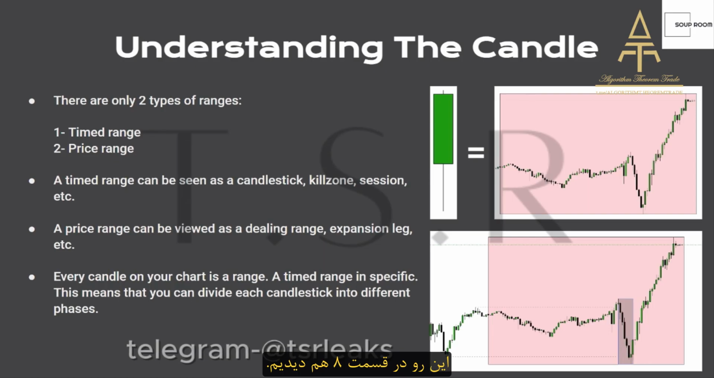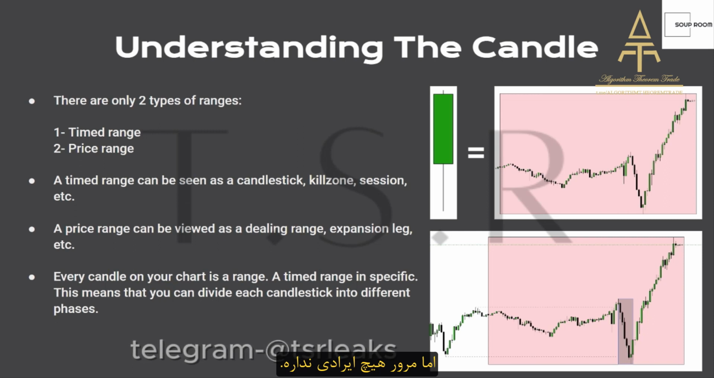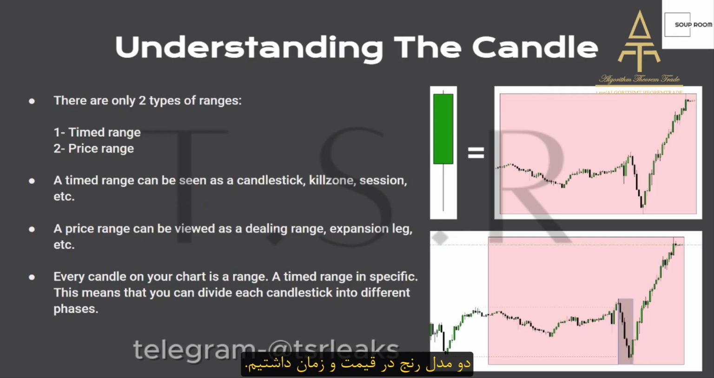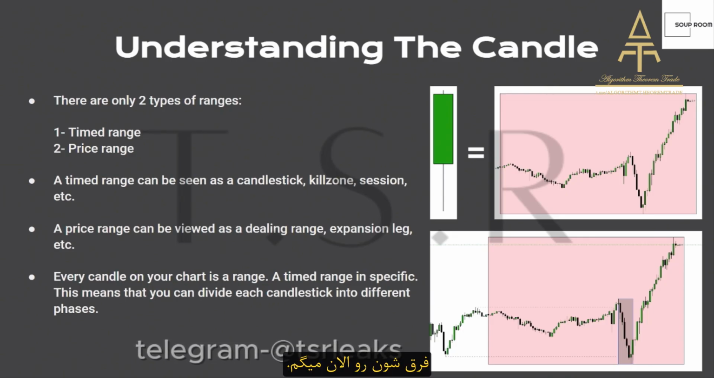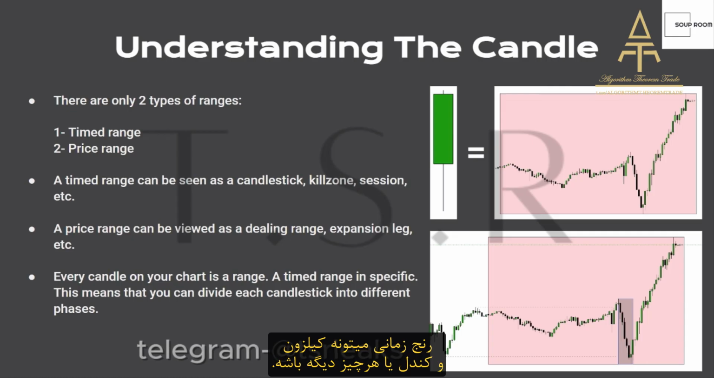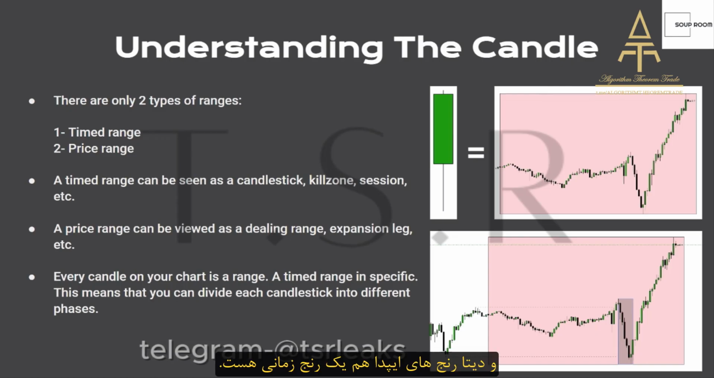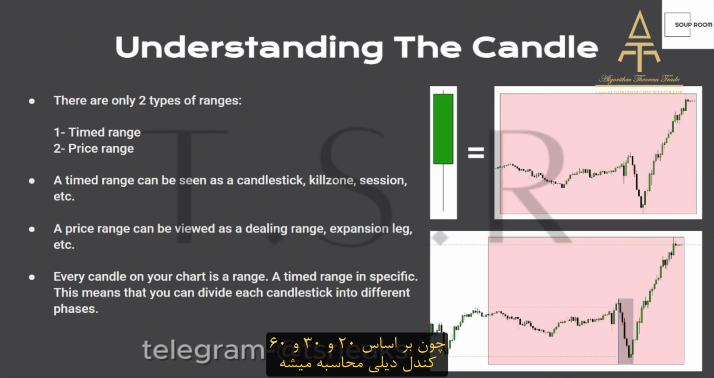This slide is extracted directly from chapter 8, so bear with me here. But repetition is always a good thing, okay? So there are 2 types of ranges. We have a timed range and a price range. What are the differences? Don't worry, I will tell you right now. A timed range can be seen as a candlestick, a kill zone, a session, etc. All right, an IPDA data range is in fact a timed range. Why? It is based on the 20-day timed range, the 40-day timed range, and the 60-day timed range.